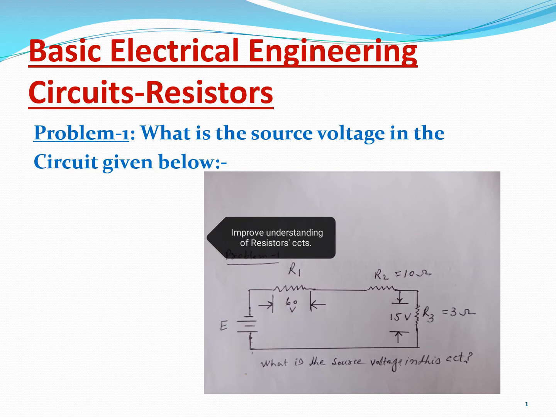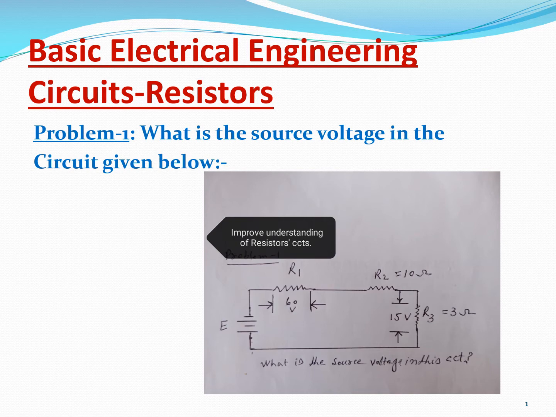Now if you carefully see the resistor R3, the voltage across resistor R3 is 15 volt, and if you apply the Ohm's law and the resistance is 3 ohm, then the current is equal to V over R, that is 15 volt over 3 ohm, and that is equal to 5 amperes. So the same 5 amperes is flowing through R1, R2 and R3.